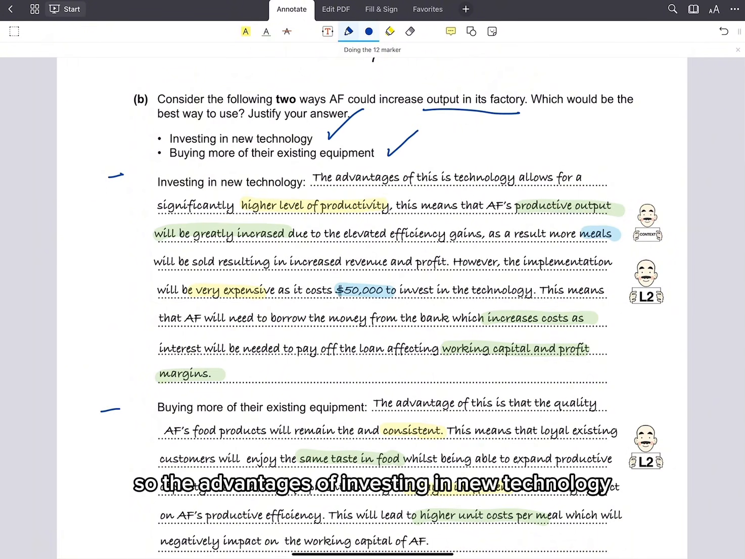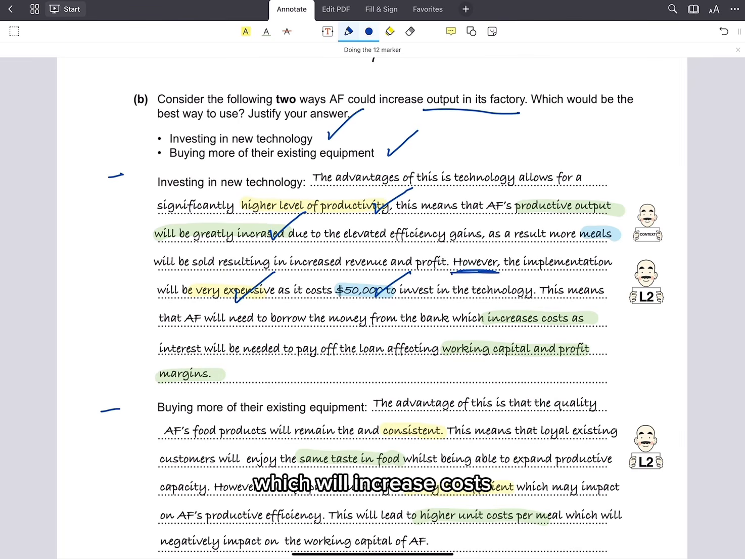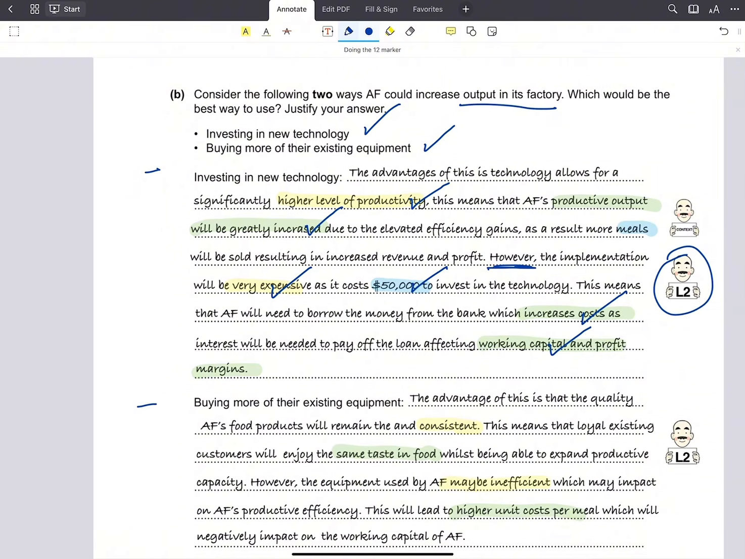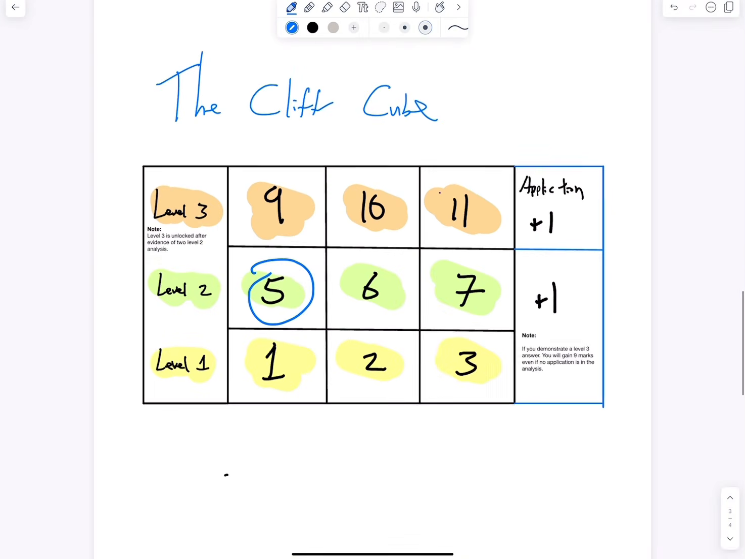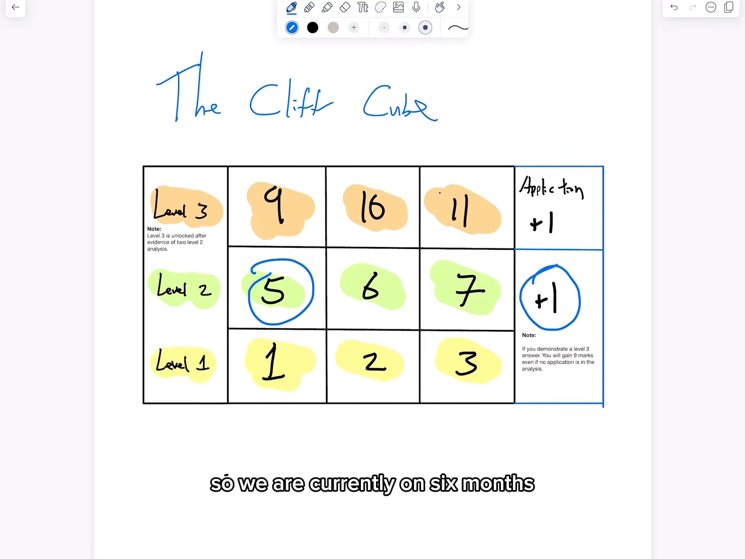So the advantage of investing in new technology is that they will get a higher level of productivity and the productive output would increase for their meals. However, this is our disadvantage: the implementation will be very expensive as it will cost $50,000. So they'll need to borrow money, which will increase costs, affecting their working capital and profit margins. This is our first level 2 answer. And then we've said $50,000. That is our application. So we are currently on 6 marks.